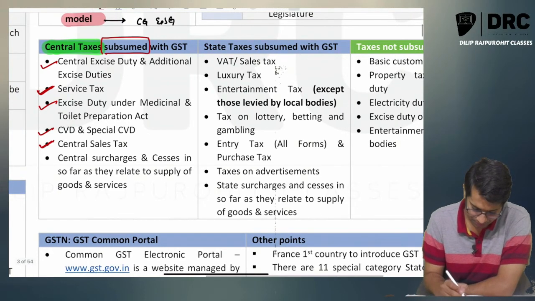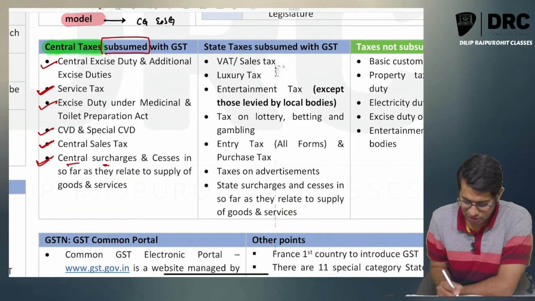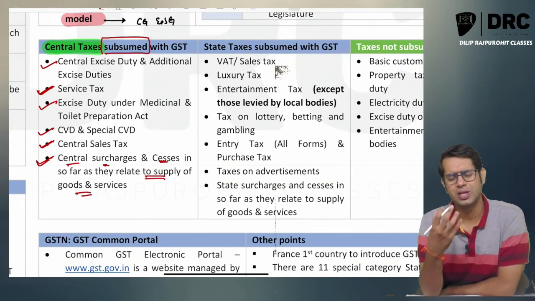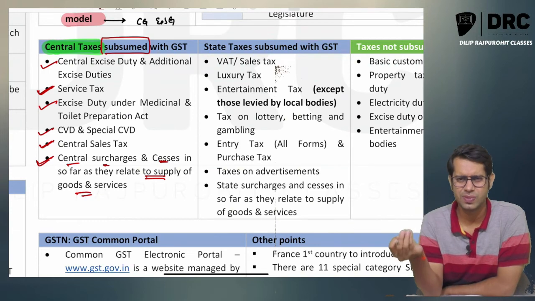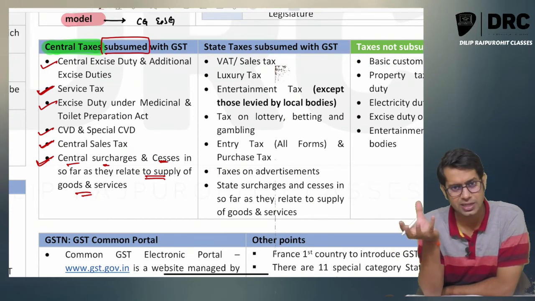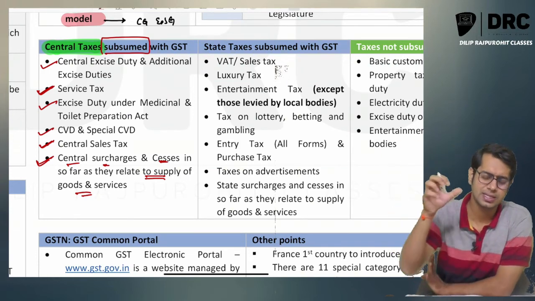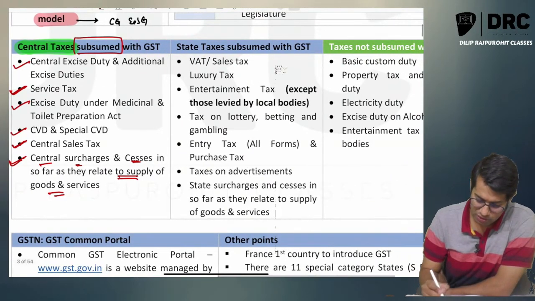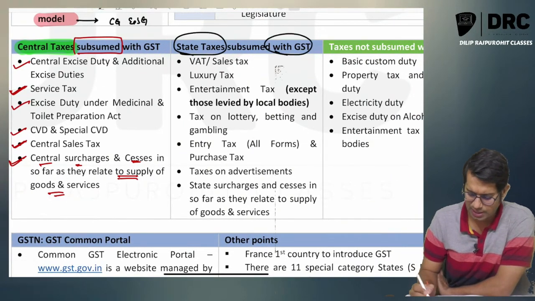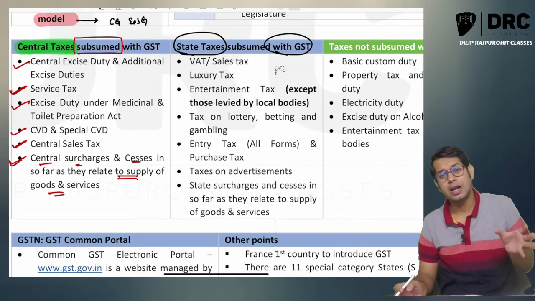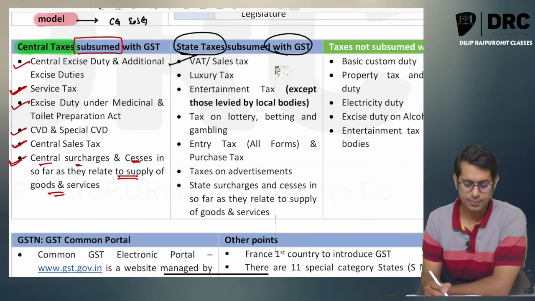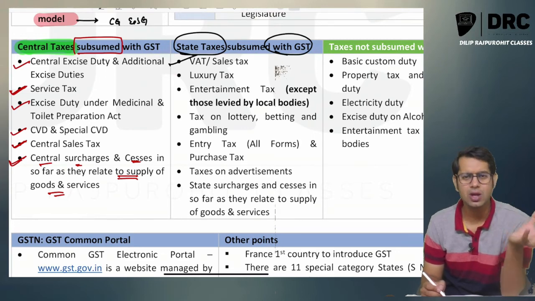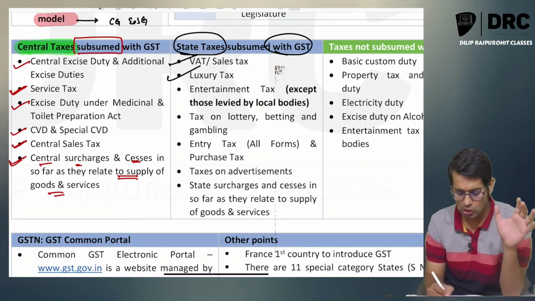Then central surcharge and cess which were related to supply of goods and services. For example, they were collecting Krishi Kalyan cess, Swachh Bharat cess, etc., which was collected by the central government. Those cess are also now merged with GST law. Now the state government was collecting some taxes. Those state taxes which are now merged with GST law are VAT or sales tax. At the time of selling a product, they were collecting something called VAT or sales tax, which is now merged with GST law.